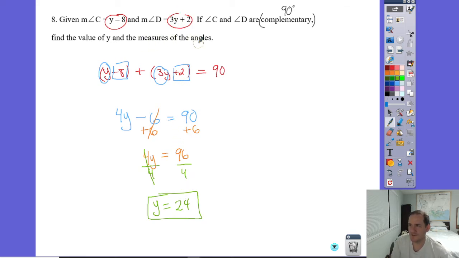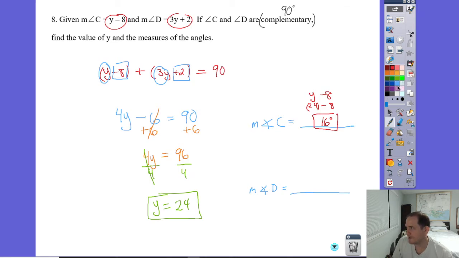But again, they said find the measures of the angles too, so now we got to do that. So we need the measure of angle C. We need the measure of angle D. So for angle C, we've got our expression. It's just y minus 8. So if y is 24, then we're just doing 24 minus 8. And that leaves us with 16. So it's 16 degrees.